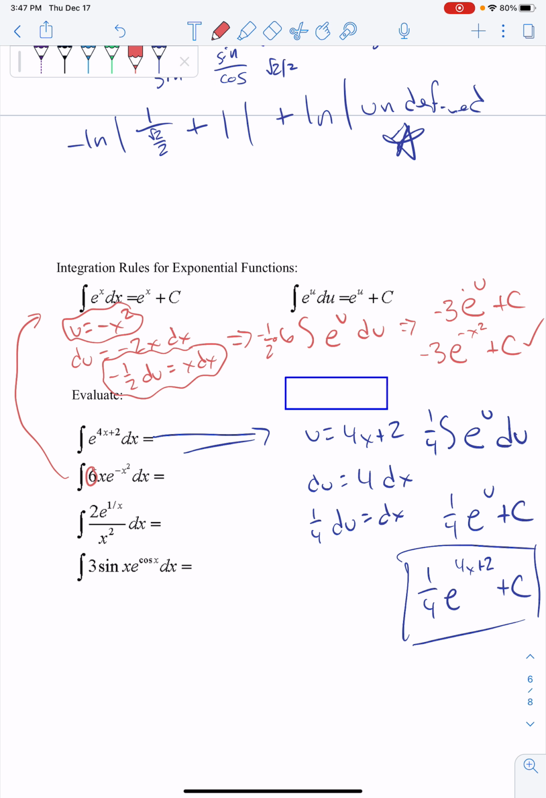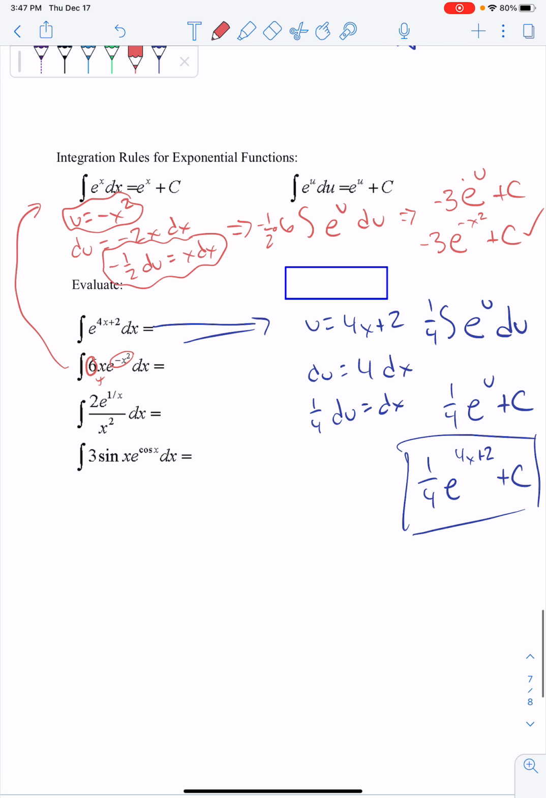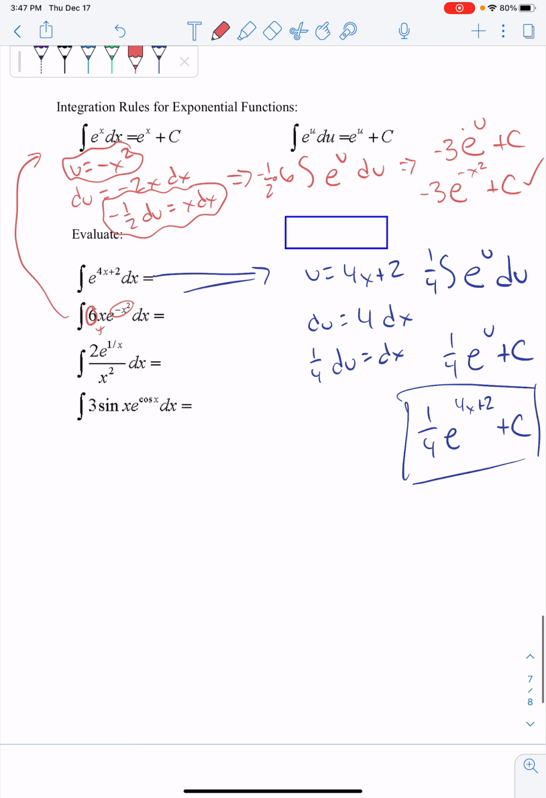So it did look really scary. I mean, we had all kinds of stuff. We had a 6, we had an x, we had a -x squared, we had an e. That one turns out to be a pretty easy u substitution if you know how to integrate e to the u. All right. Okay, so next one. We're going to do this one in red as well. We'll drop it over here.